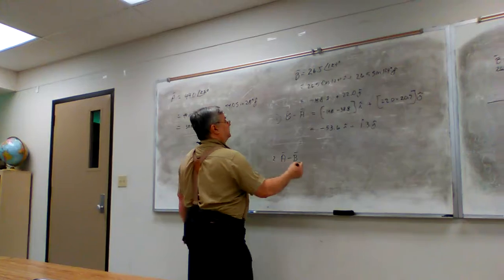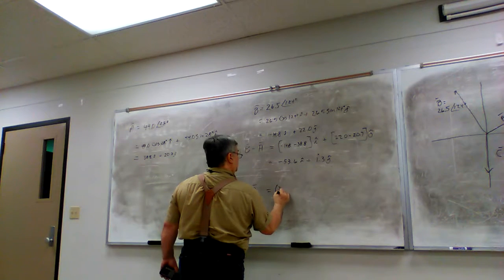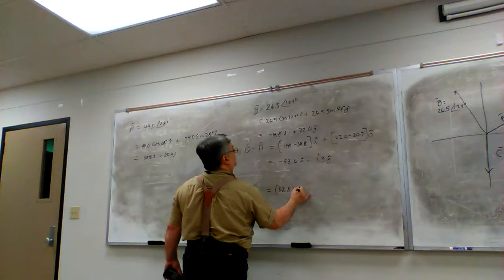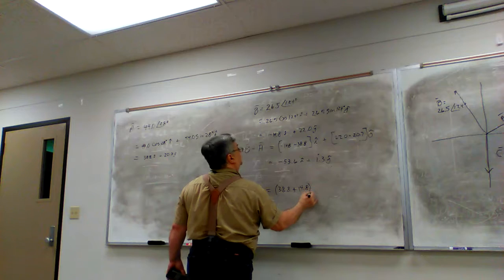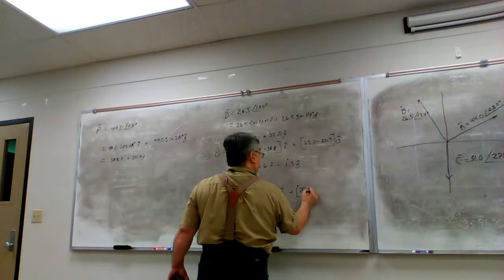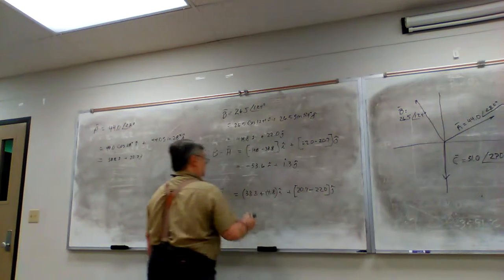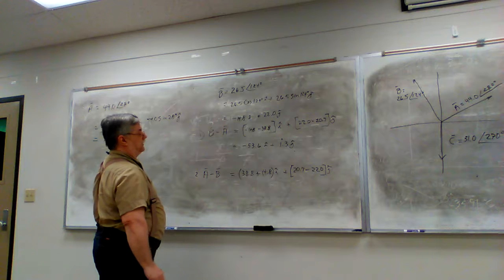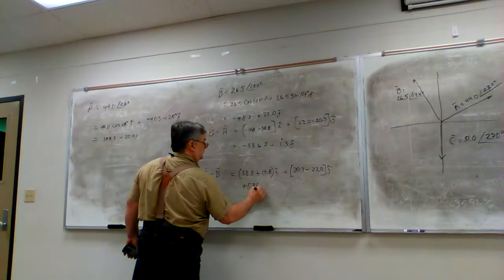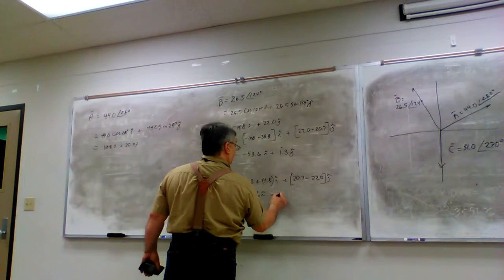Now, what is A minus B? It would be plus 38.8 minus negative 14.8, so minus a negative becomes plus 14.8 I plus 20.7 minus 22.0 J. Okay, what's 14.8 plus 38.8? 20.7 minus 22.